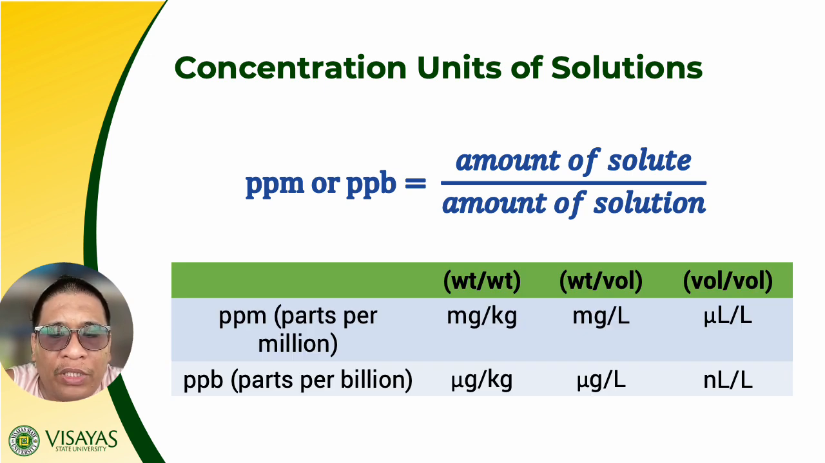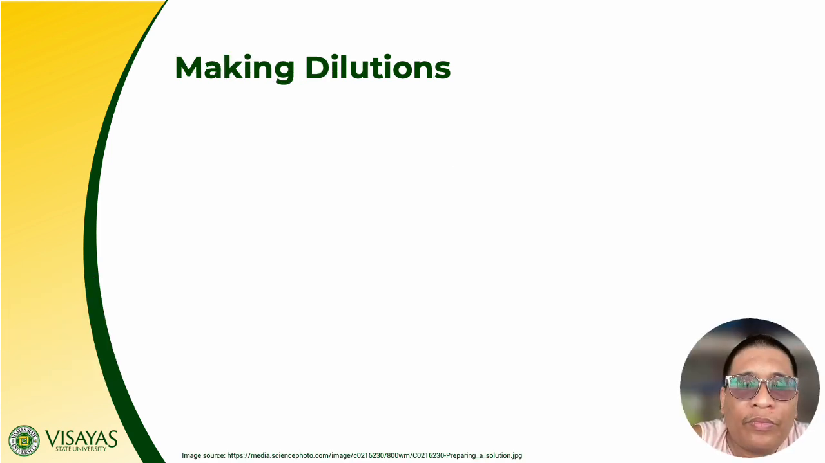So for parts per million, if it is in terms of weight by weight of the solute in the solution, then that's milligram per kilogram. Or if it is in terms of the weight per volume of solute and solvent, that will be milligram per liter. And for the volume by volume, that's microliter per liter. For parts per billion, that would be in microgram per kilogram in terms of weight by weight, or microgram per liter in terms of weight by volume, and nanoliter per liter in terms of volume by volume.